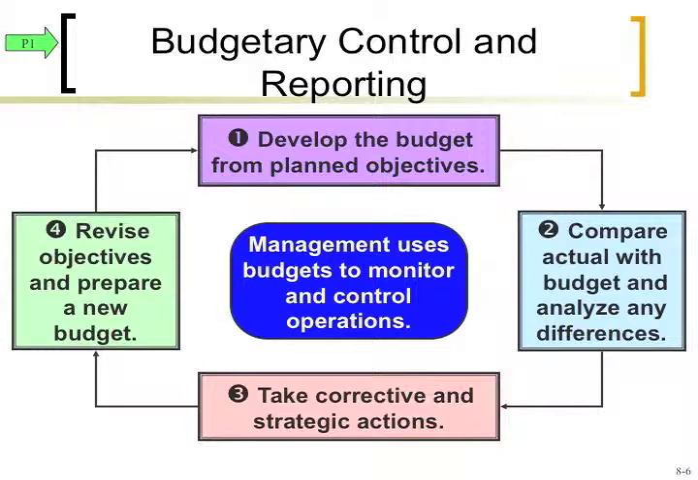Third step of the budget and budget control process is that we look at the differences, our deviations from our expected results, and we take corrective and strategic action. And then 4, we use this information to help us prepare the new budget for the following year.